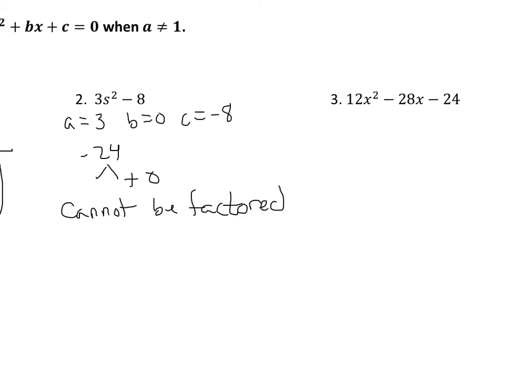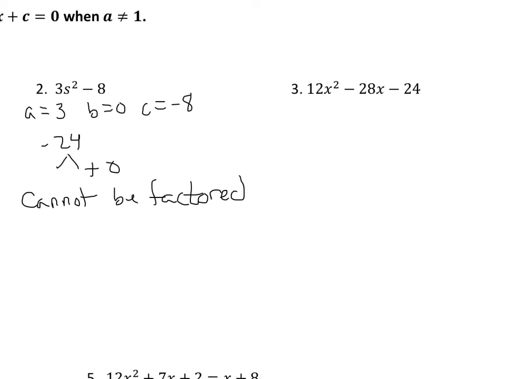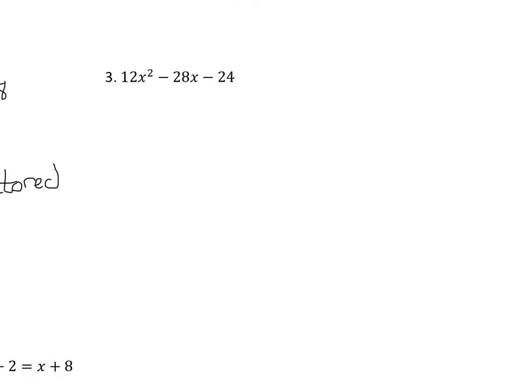Okay. Let's take a look at number 3. Now, something I should have mentioned earlier. 12, 28, and 24. What do all of those have in common? They're all even. So they can at least have a 2 factored out. So check to see if there's a number you can factor out of all of them to start with. Let's see. Not only 2, but 4. How about 6? Not 6. So 4 looks like it's the largest.